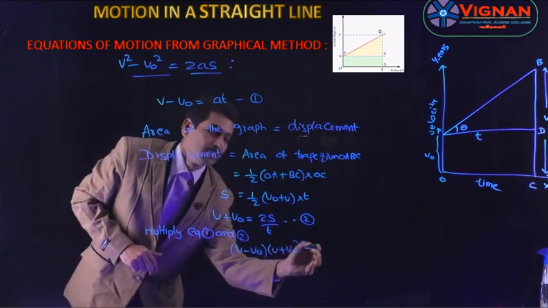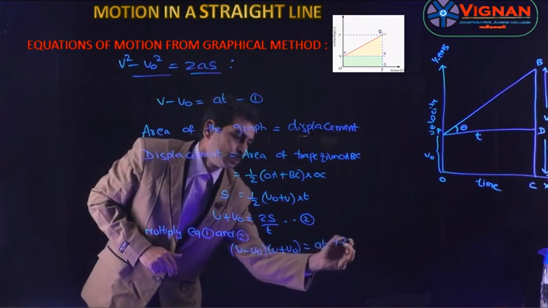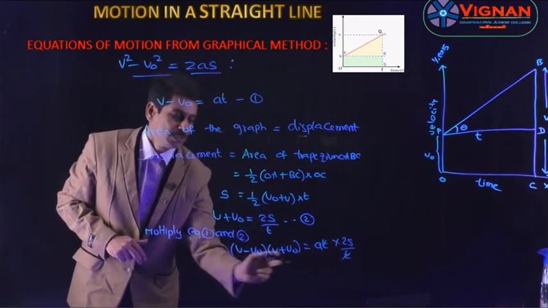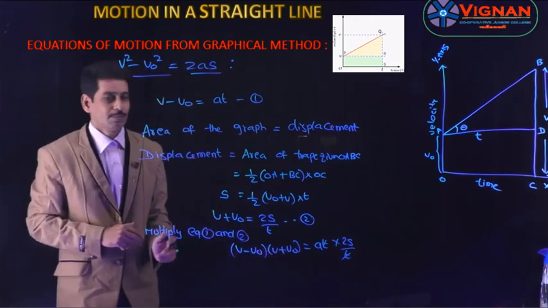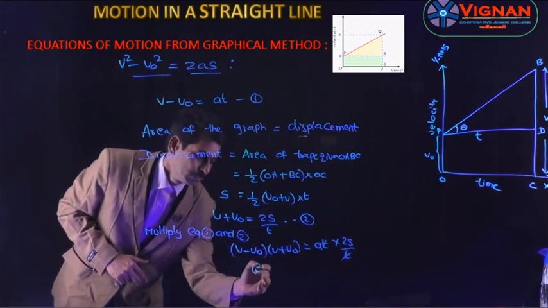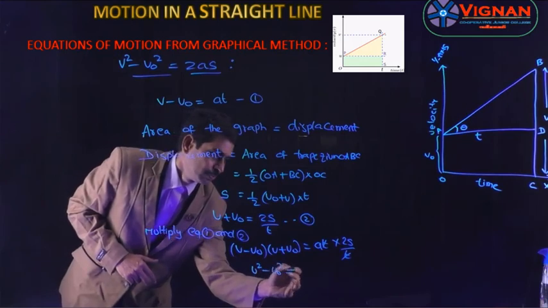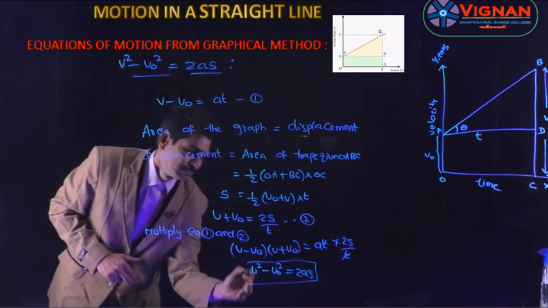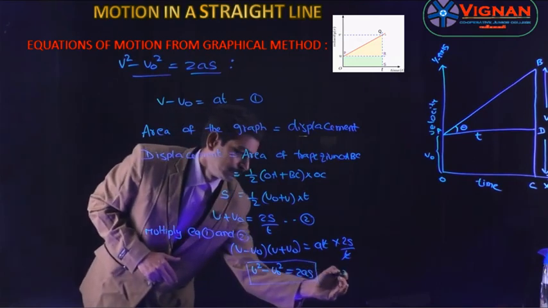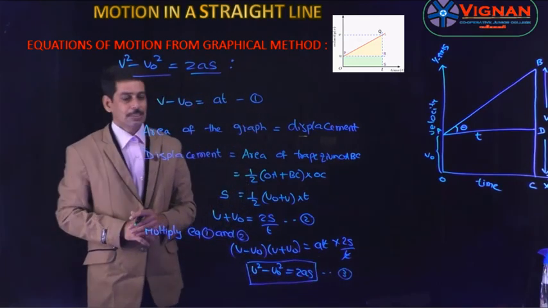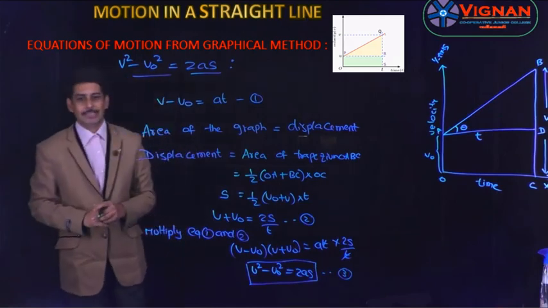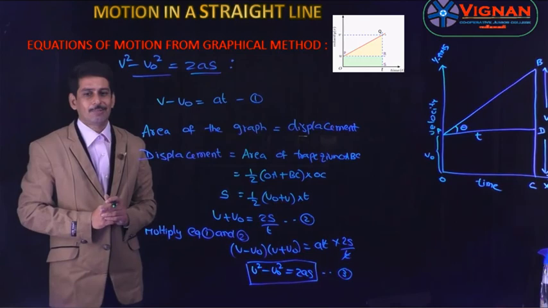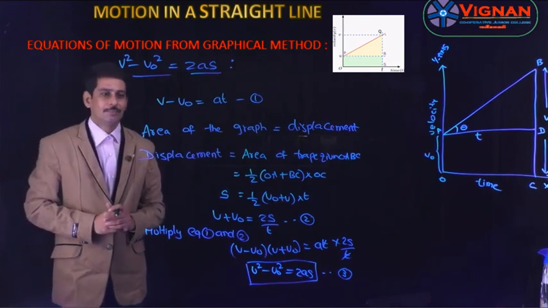So it becomes (V minus V0) into (V plus V0) is equal to AT into 2S by T. Here the T's get cancelled, and A plus B into A minus B is A square minus B square, so it becomes V square minus V0 square is equal to 2AS. This is the third equation. In this equation, V is the final velocity, V0 is the initial velocity, A is the acceleration, and S is the distance traveled by the body in time t seconds.